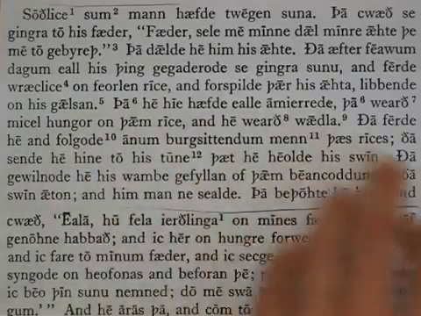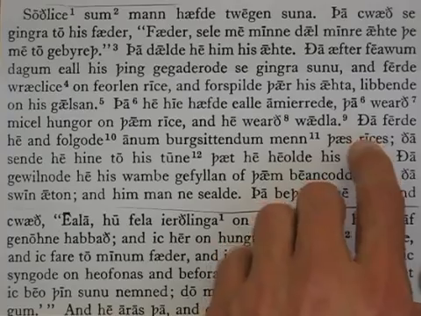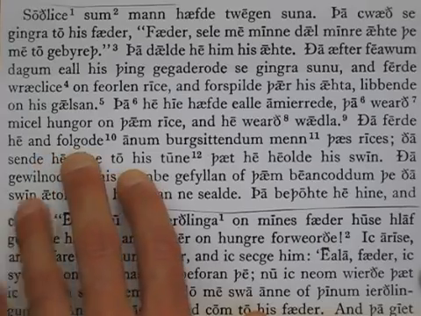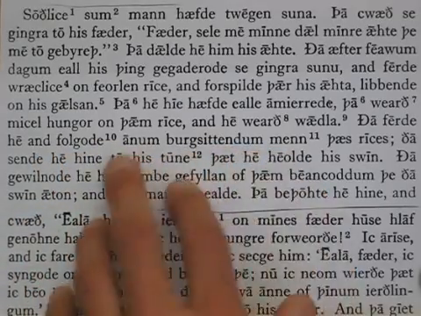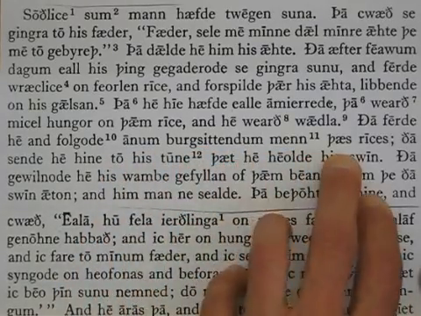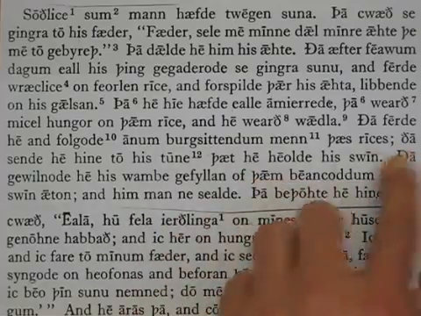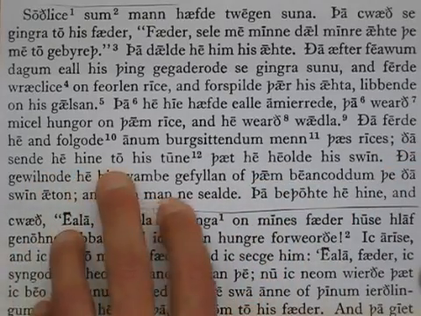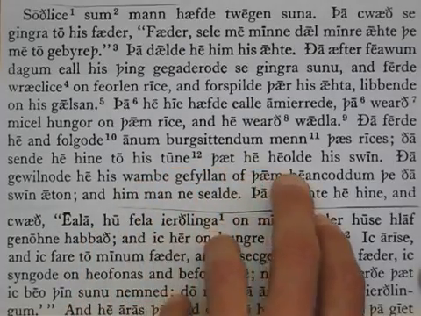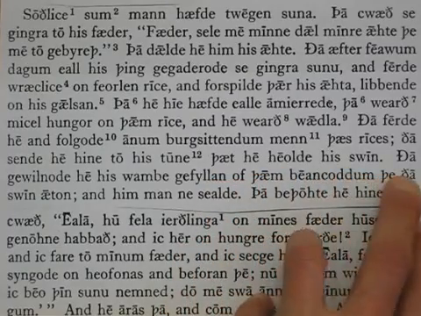I will translate from where I left off with the Gothic text. As I said, it's the same text. I think it was about here. Tha ferde he, then traveled he, und folgde, and followed or joined, einem burgsittenden men, all dative case, one of the town-sitting men, so a town dweller, a wealthy man, thes riches, of that country. Tha sende he hinne, then sent he him, to his tuna, to his meadow or farm or fields, that he holde, that he might hold or keep his svin, his swine, his pigs.